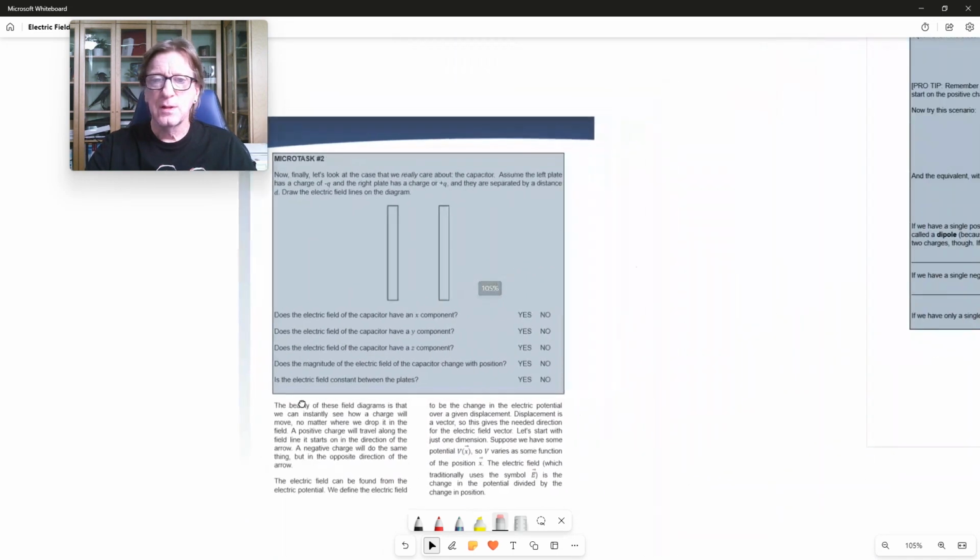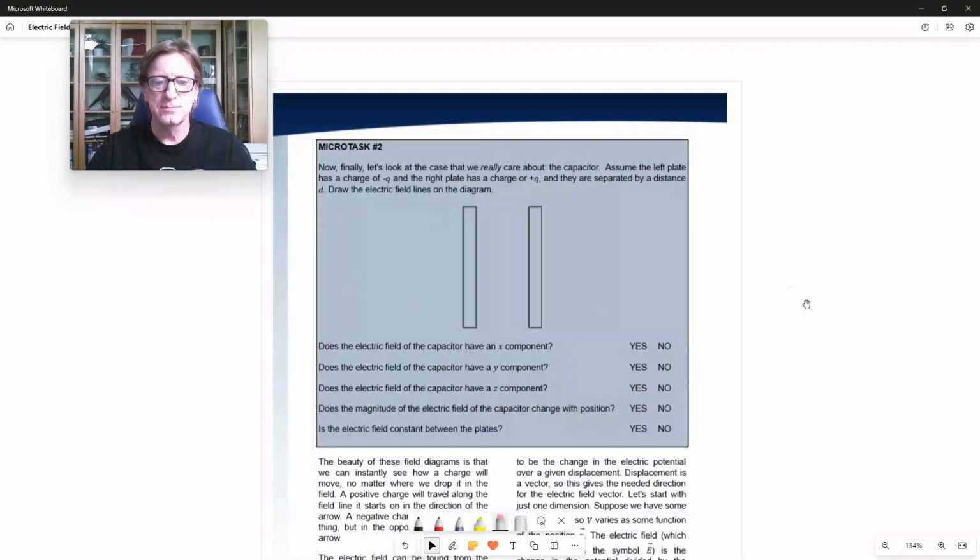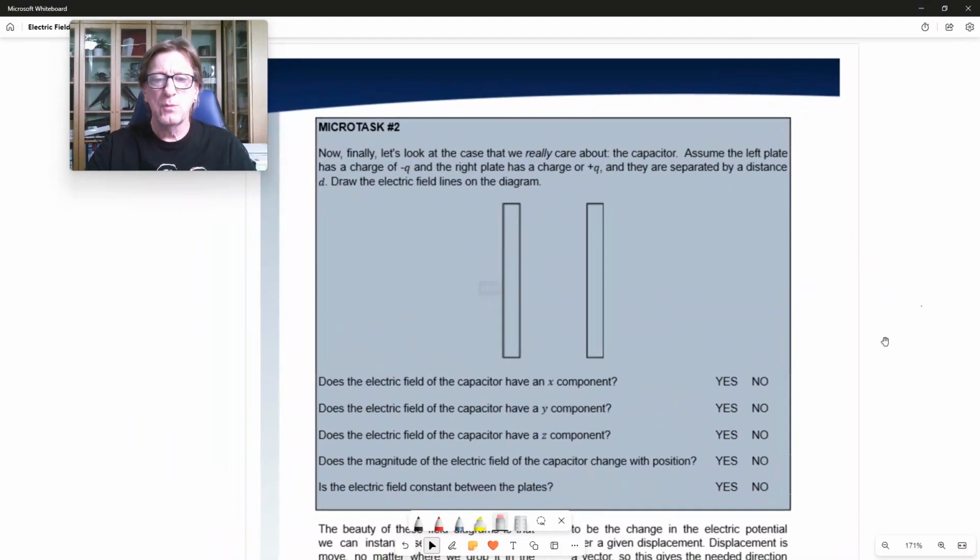So let's take a look at our old friend, the capacitor here. Now, what I want you to do is stop the video for just a second and see if you can draw the field lines. We're going to assume that there's a negative charge on the left plate and a positive charge on the right plate, and they're equal. So I'm going to have 1, 2, 3, 4, 5, 6, 7, 8, and 1, 2, 3, 4, 5, 6, 7, 8. Pause the video and draw what you think these field lines should look like.